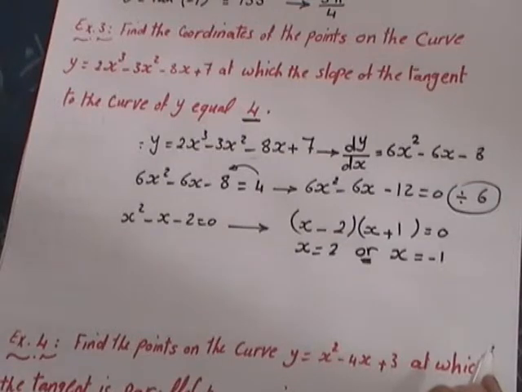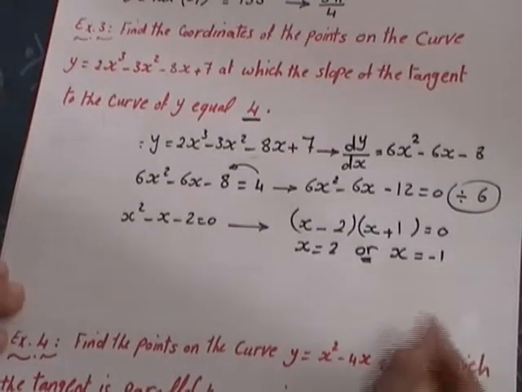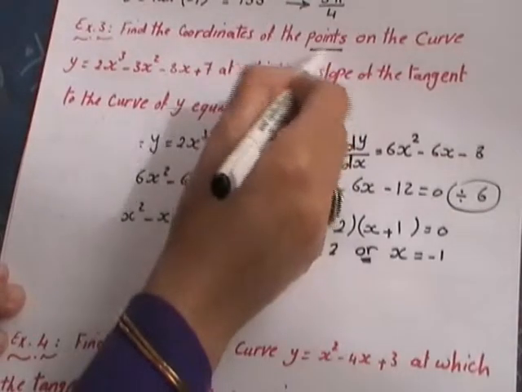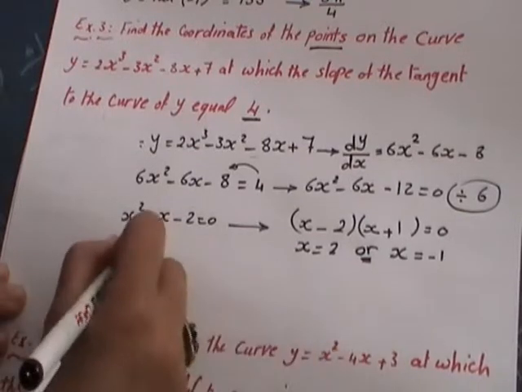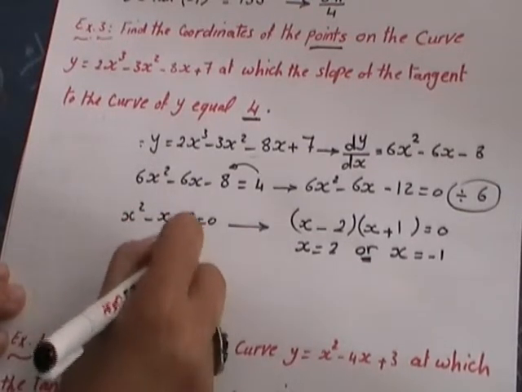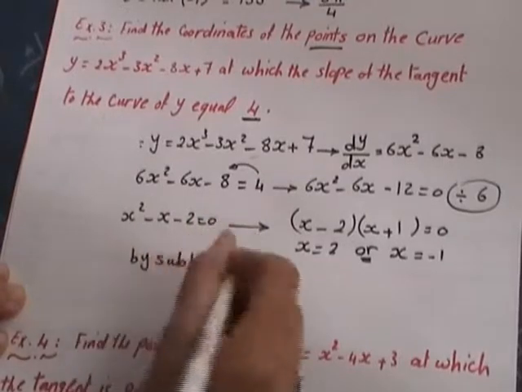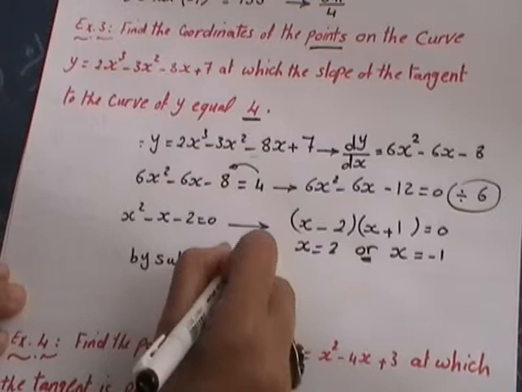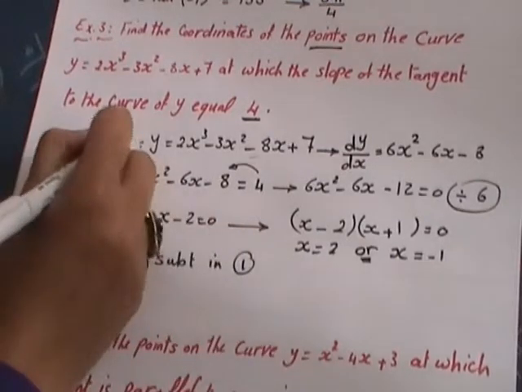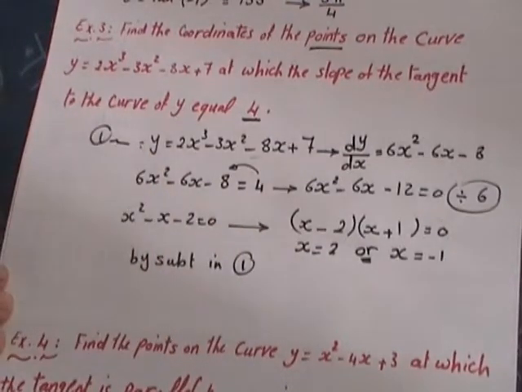Because he asked me to find the points, not the values of x. So we must find the value of y. How do we get it? By substituting in the first equation of the curve number 1, which is this equation: y equals 2x power 3 minus 3x squared minus 8x plus 7.